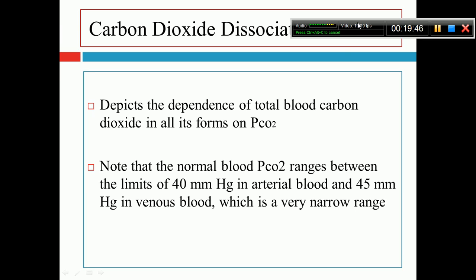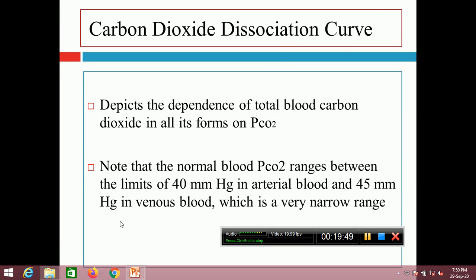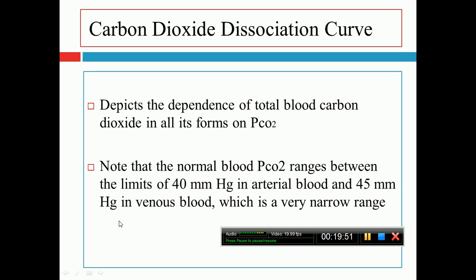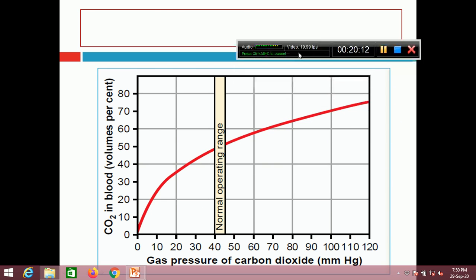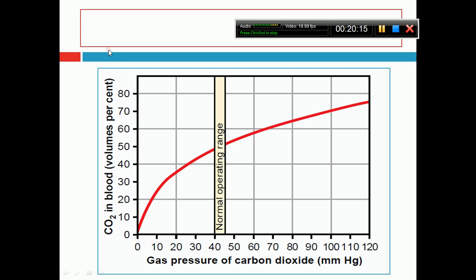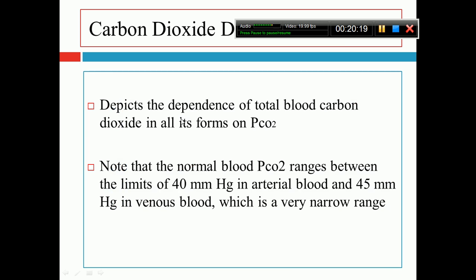So, the carbon dioxide dissociation curve. This depicts the dependence of total blood carbon dioxide in all its forms on PCO2. We discussed the oxygen dissociation curve, so now we are going to discuss the carbon dioxide dissociation curve. Dissociation curve actually means once carbon dioxide is in the blood, how it is released into the environment.